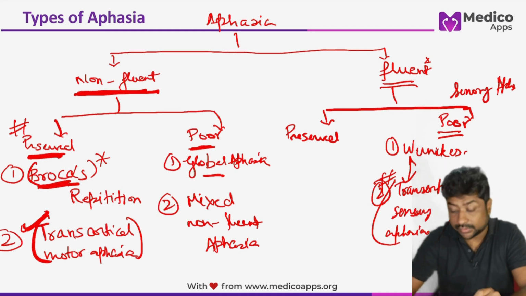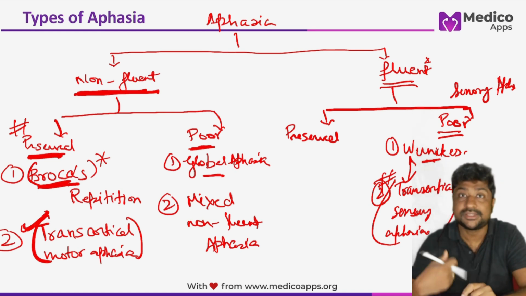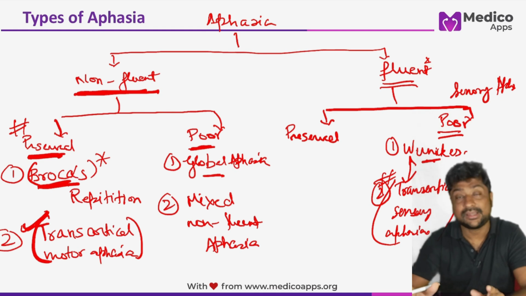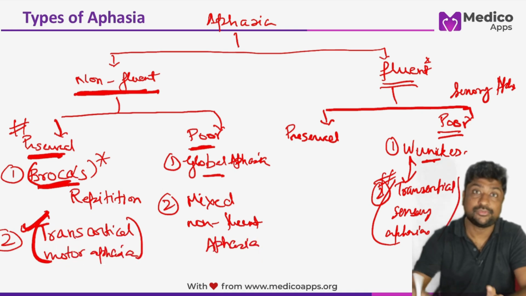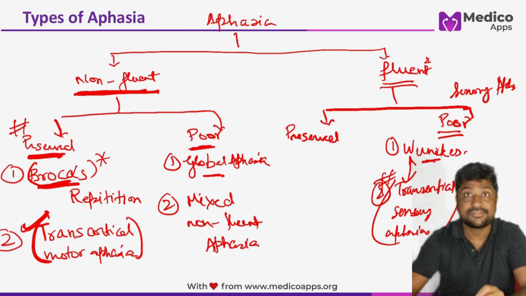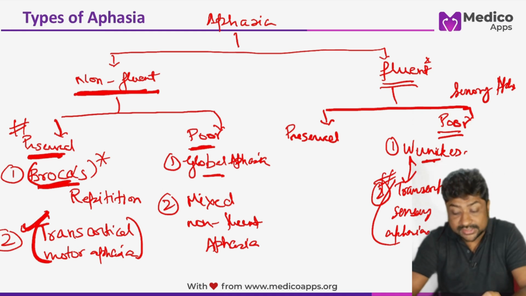How do you differentiate between Broca's and transcortical motor aphasia? How do you differentiate between Wernicke's and transcortical sensory aphasia? In transcortical sensory aphasia, if you tell the patient any word or sentence, he will be able to repeat it exactly without understanding. So understanding is lost in both these cases. But in Wernicke's, he will not be able to repeat. If you tell him to repeat something, he will not be able to. But in transcortical sensory aphasia, he will be able to repeat.